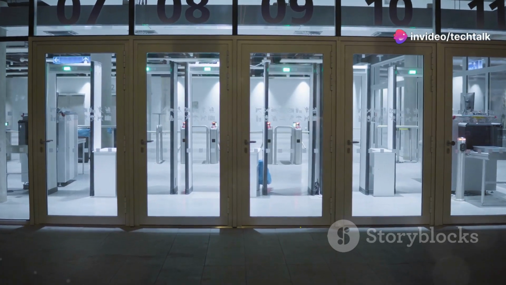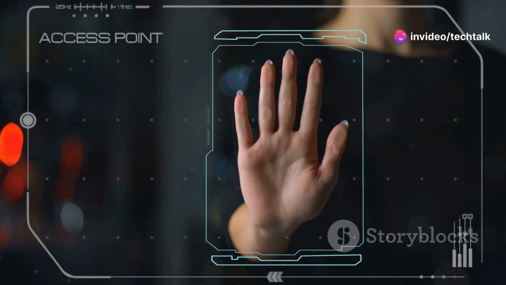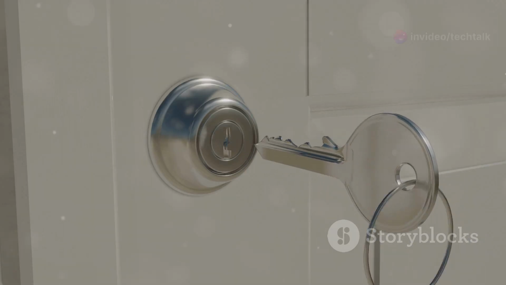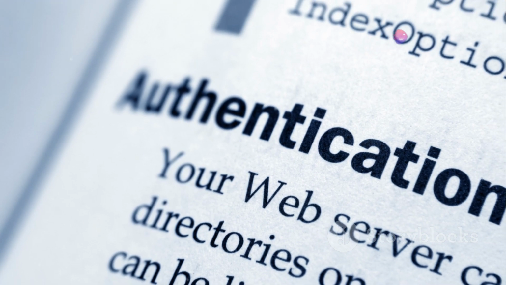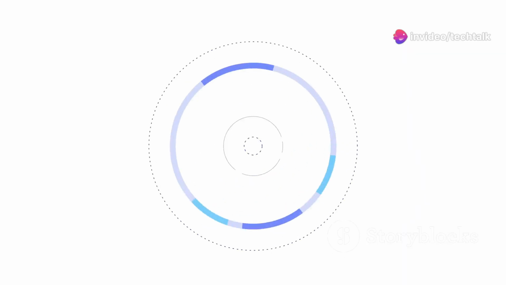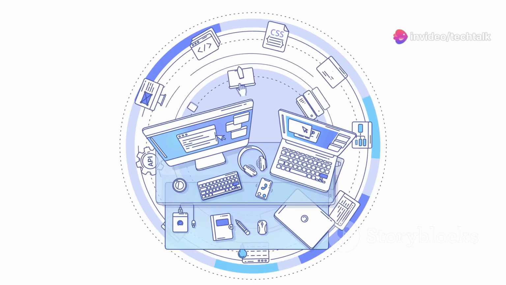Authentication is like checking someone's ID at the door. It makes sure they are who they say they are. Authorization is like giving someone a key to a specific room. It controls what they can access. In this guide, we'll explore these concepts in ASP.NET Core, a powerful tool for building secure websites.